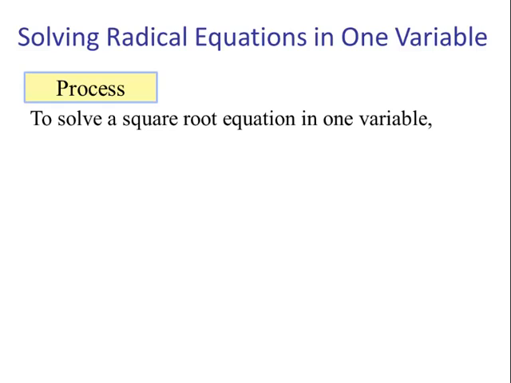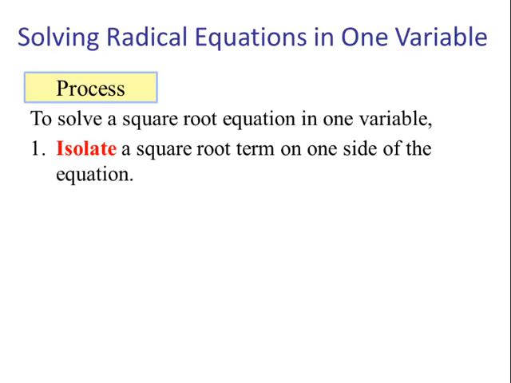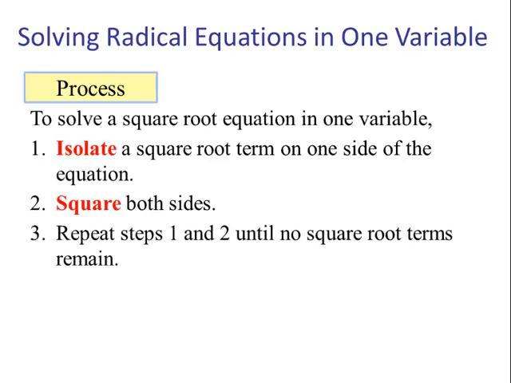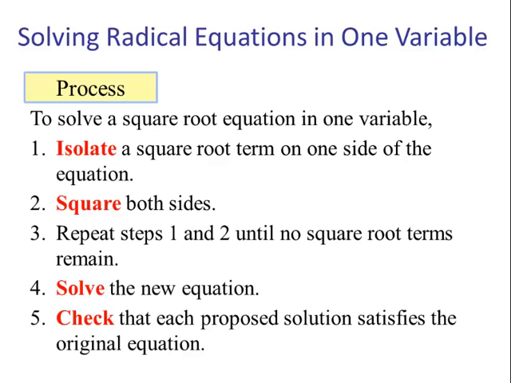Process to solve a square root equation in one variable. Number 1, isolate the square root term on one side of the equation. Number 2, square both sides. Number 3, repeat steps 1 and 2 until there are no square root terms. Solve the equation, and finally check that each proposed solution satisfies the original equation.